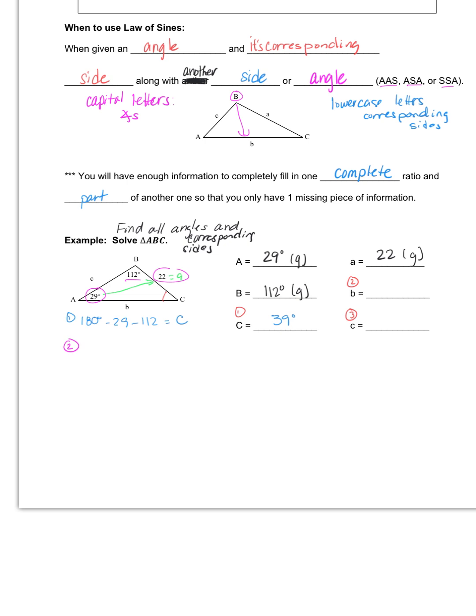So I'm going to do the sine of, and I'm going to write this out. You do not have to write this little part, but if you do not know your rules or your formulas yet, then you want to practice those. Okay, so now I'm going to fill in my parts. I have sine A is given, and it's 29, divided by the given of 22. That equals sine of B, which is 112, that's given, and I am trying to find B.